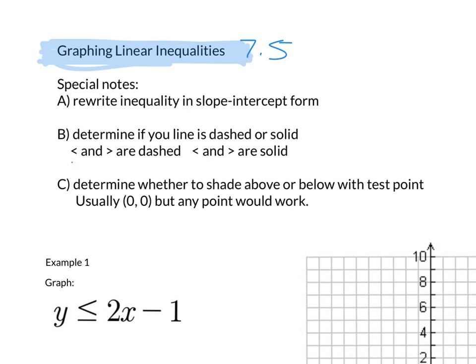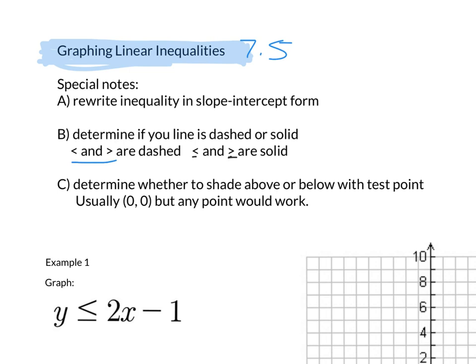If you have a less than or greater than symbol without a bar, it's dashed. If you have a less than or equal to or greater than or equal to, it's solid. So when you see the little line underneath, you get a solid. If there's not a line underneath, you make it a dashed line, and if there is a line underneath, you make it solid.